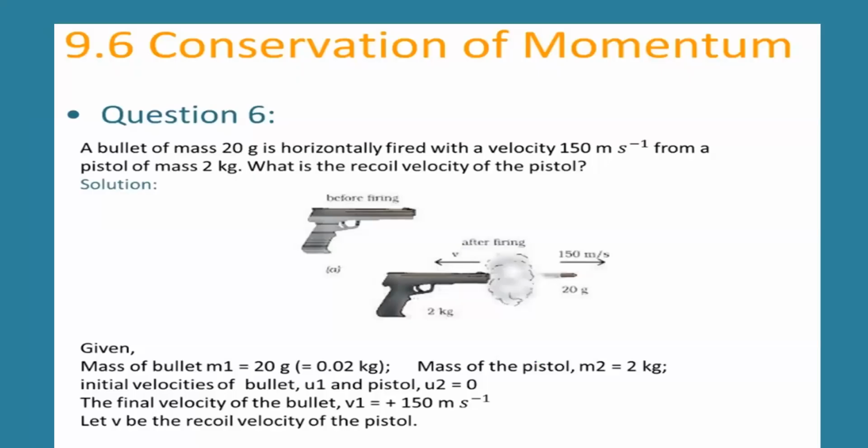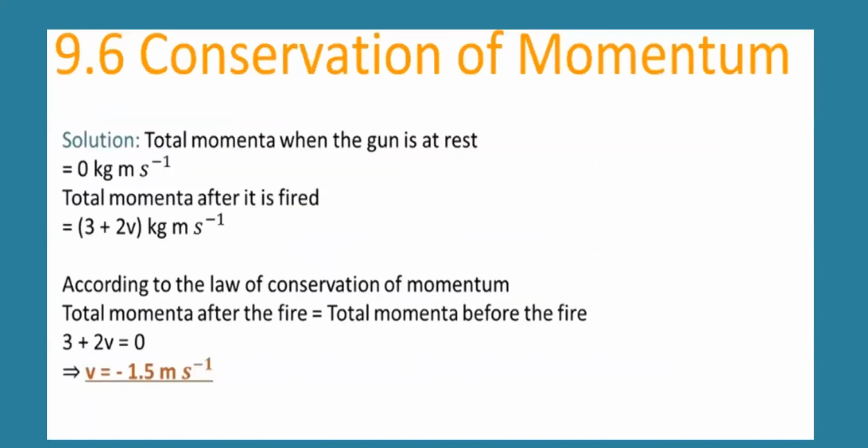The answer is minus 1.5. We'll see how it is. The mass of the bullet, m1, is equal to 20 grams in the question. Converting into kilograms, 0.02. The mass of the pistol is 2 kilograms as given in the question. So the initial velocity of the bullet, u1, and of the pistol, u2, is equal to 0. The final velocity of the bullet, v1, is equal to 150 meters per second. Let's say v is the recoil velocity of the pistol.